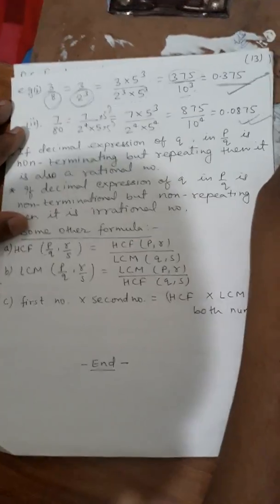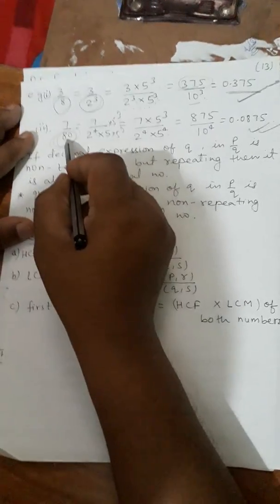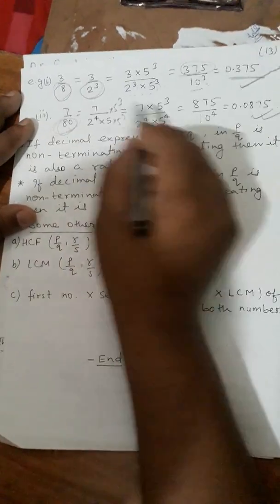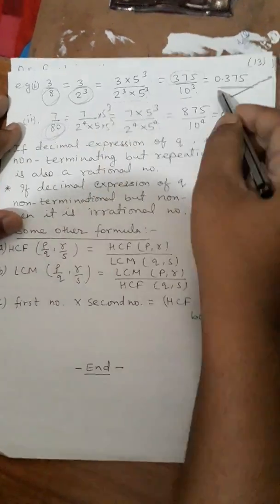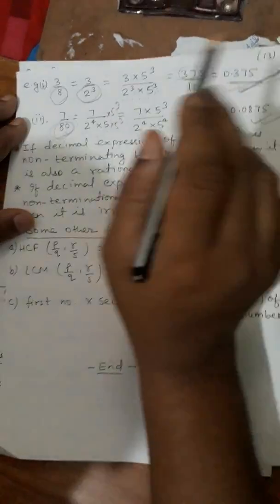Clear? So why does it end in decimal? Because the denominator of this number has only 2 and 5 as factors. Here also 2 and 5 only. So it will end in decimal.